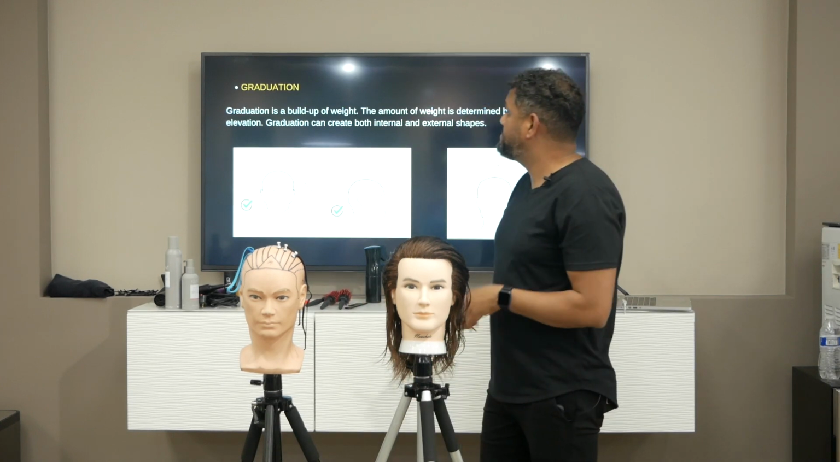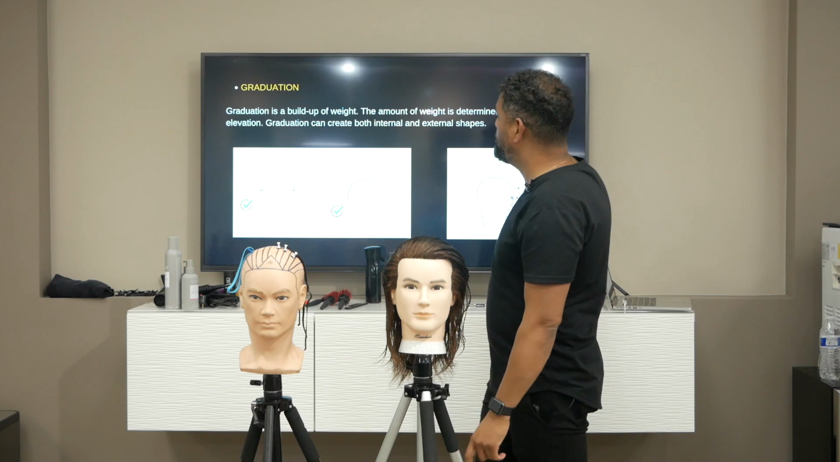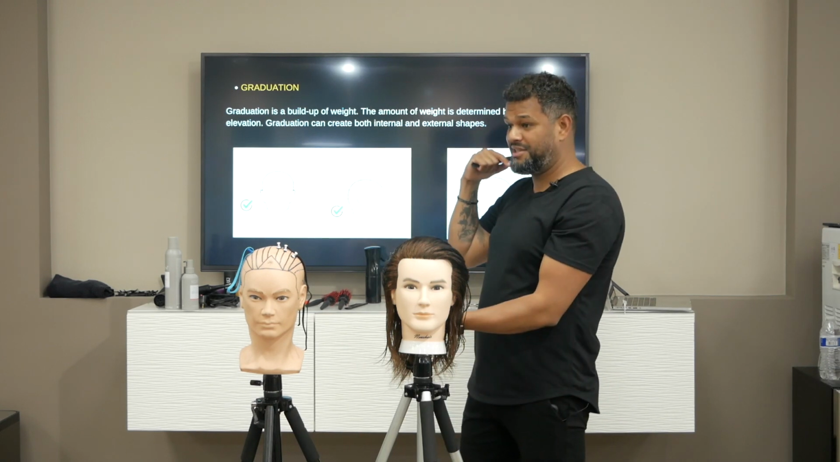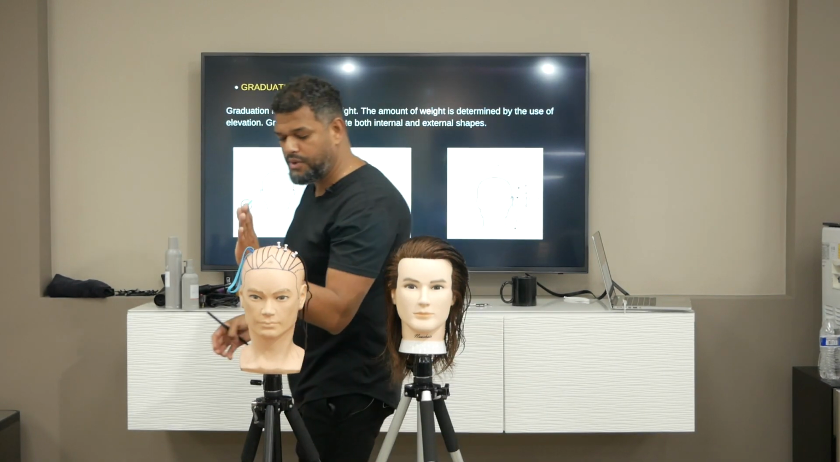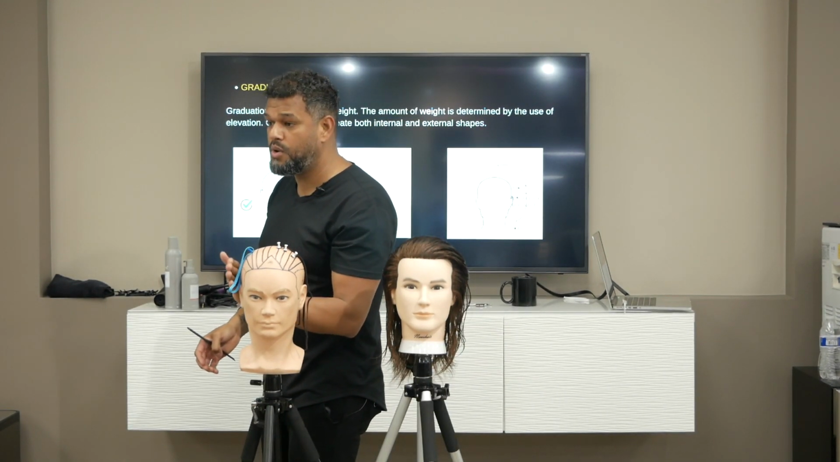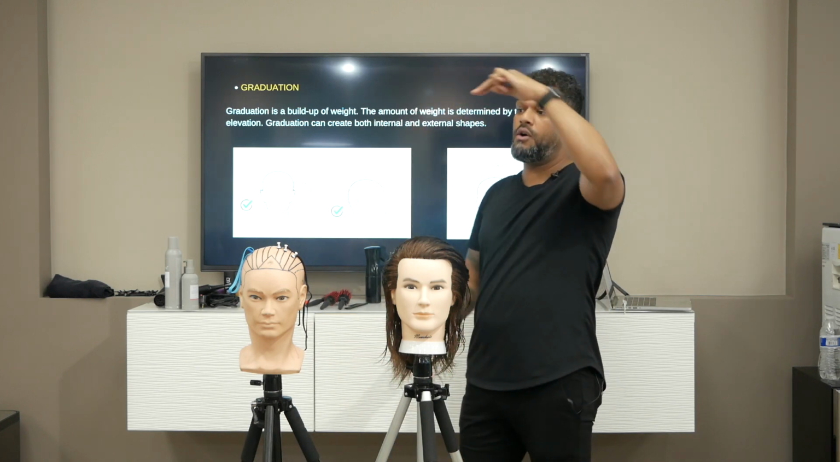So graduation is building up of weight. The amount of weight is determined by the use of elevation, which comes first. The amount of weight you create on the corners of the hair is determined by the elevation of the hair.